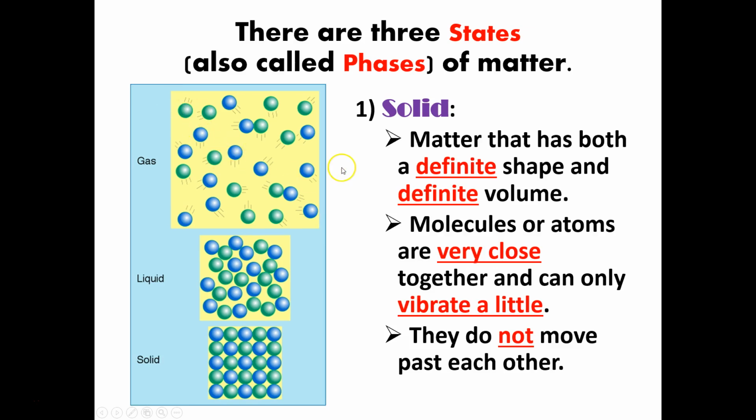The first state we'll define is a solid, and it has both a definite shape and a definite volume. You'll notice in that picture the molecules or the particles are very close together. They're almost touching. They can have some energy, they can move, they just can't really go anywhere. They can vibrate back and forth and knock into their neighbors a little bit, but they can't slide past each other. That's really what defines a solid: it can't flow like a liquid or a gas can.